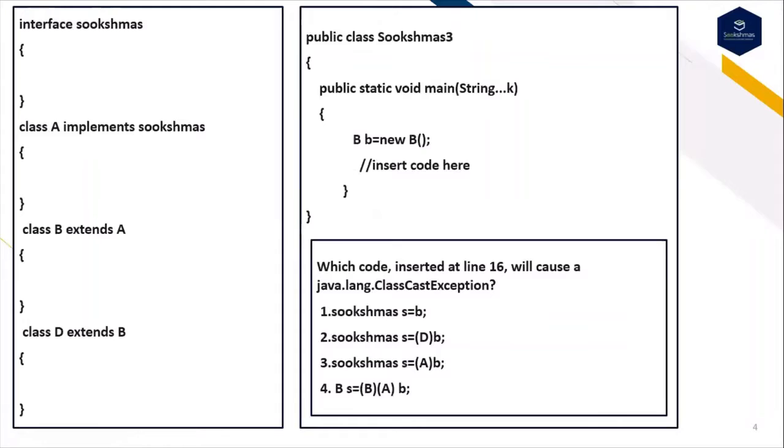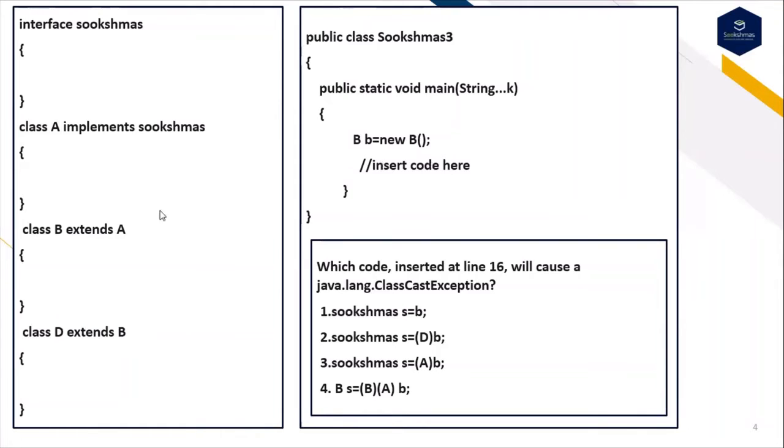So this is the next question, interface Sookshmas. Then this is the class A that implements Sookshmas, and this is the class B that extends A. And this is class D that extends from class B, and execution of the program begins from this class, public class Sookshmas3, and public static void main. Execution of the program begins from the main method.